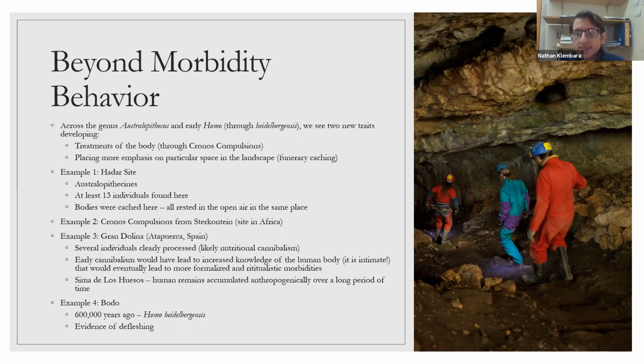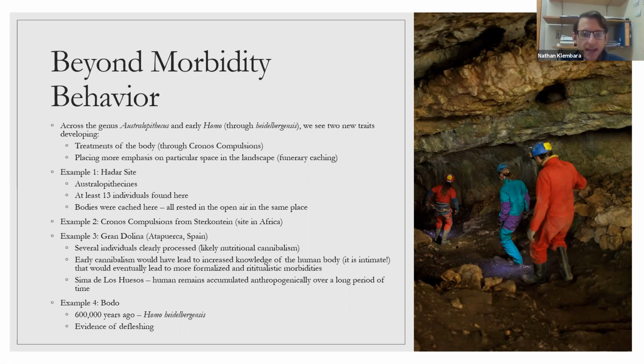And what we see is that this is a place where 13 individuals were found dead. Some archaeologists have said that this is evidence of early funerary caching behavior, that Australopithecus afarensis recognized that there's an important place on the landscape that we associate with death, and we're just going to put the bodies here. It wasn't ritual, it wasn't cosmological, it was pure disposal, but you are recognizing that you have to dispose of human bodies or hominid bodies in a particular place.